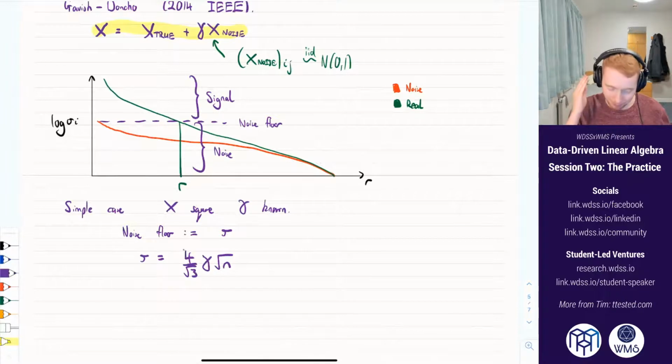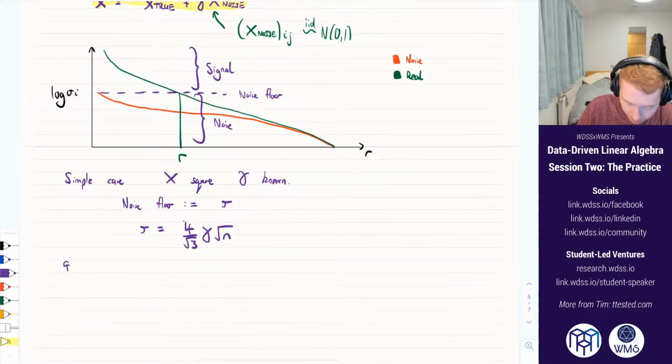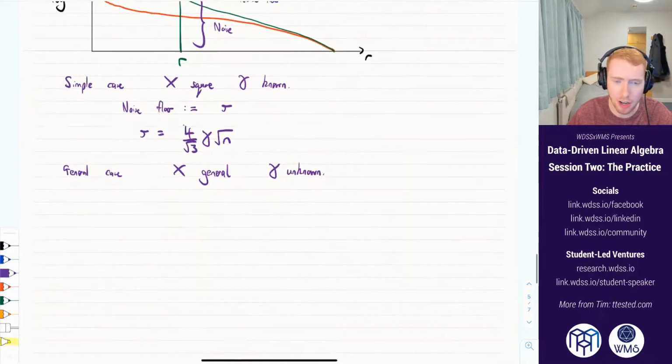And so from that, you have this best low-level representation of your data, which is great. So let's look at the more general case. Actually, this is the most general case. And this is when X is general, so X is square, rectangular, whatever, and gamma is unknown, which is much more likely. In this case, the expression isn't as simple.